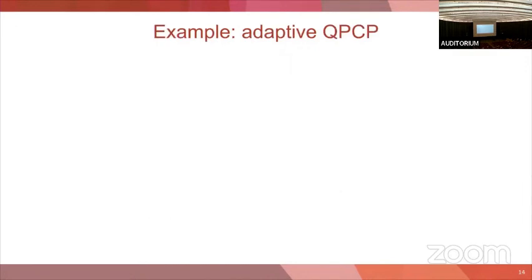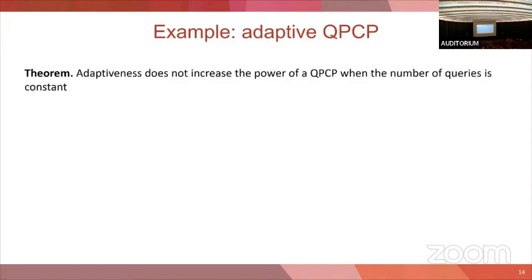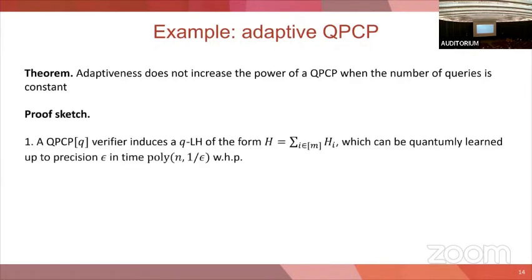Going back to this question of adaptiveness versus non-adaptiveness, I told you that adaptiveness does not increase the power of the class when the number of queries is constant. The sketch of the proof goes as follows. K here is one; if I don't mention K, remember there are not multiple provers. This QPCP verifier induces a q-local Hamiltonian, which can be quantumly learned up to high precision with high probability in polynomial time using a quantum circuit.